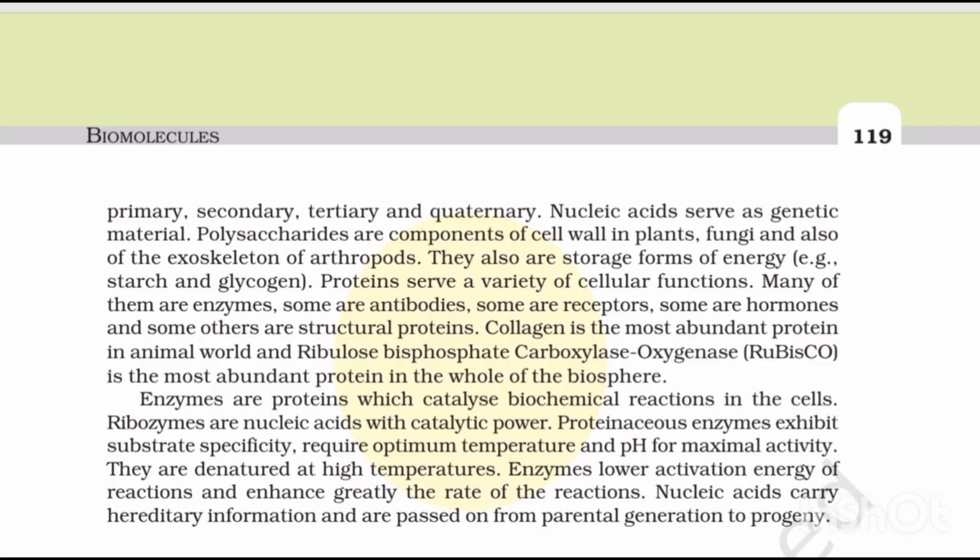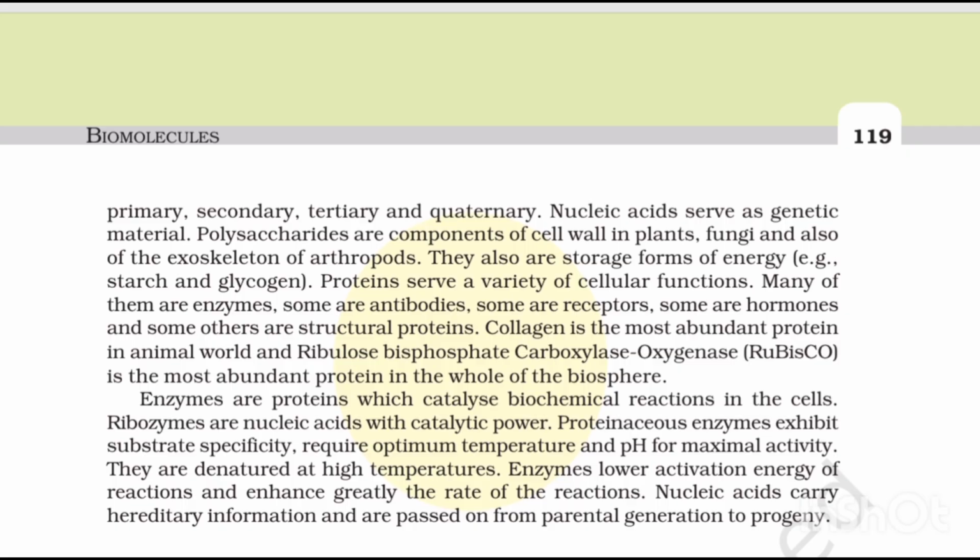Polysaccharides are components of the cell wall in plants, fungi and also of the exoskeleton of arthropods. They also are storage forms of energy, for example starch and glycogen. Proteins serve a variety of cellular functions. Many of them are enzymes. Some are antibodies, some are receptors, some are hormones and some others are structural proteins. Collagen is the most abundant protein in the animal world, and ribulose bisphosphate carboxylase oxygenase, rubisco, is the most abundant protein in the whole of the biosphere.